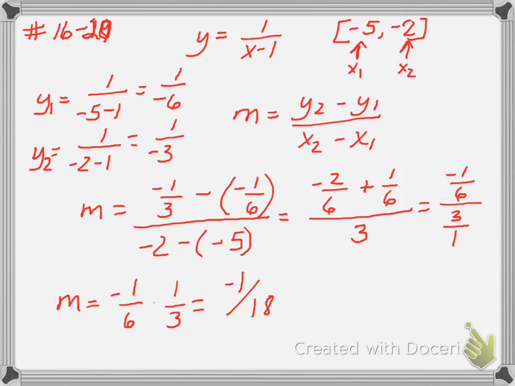So my average rate of change for this problem, for the interval from -5 to -2, is -1/18. And that is my answer. And you're done. Hopefully this is helpful to you.